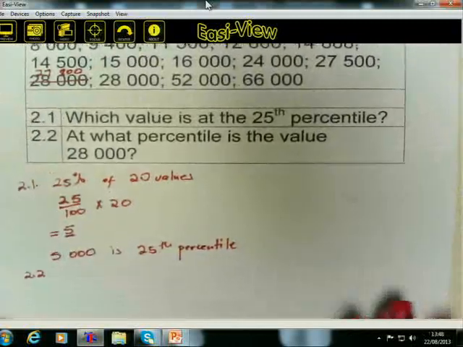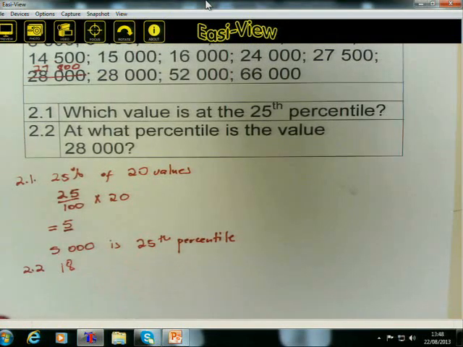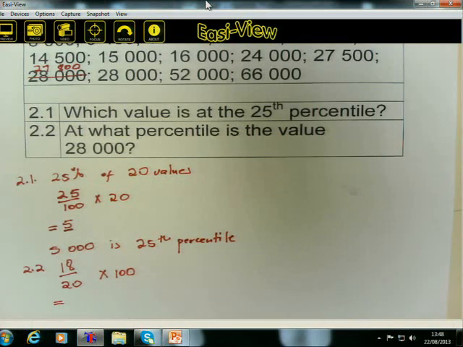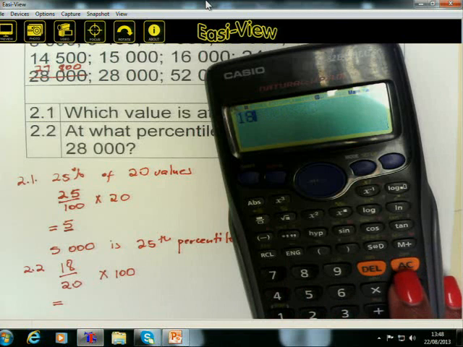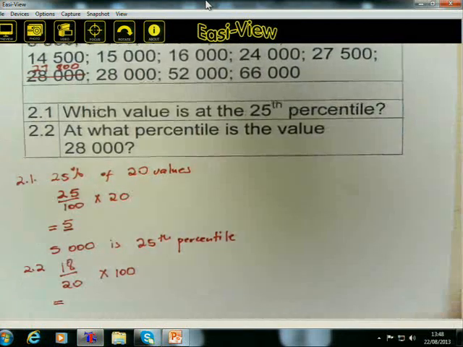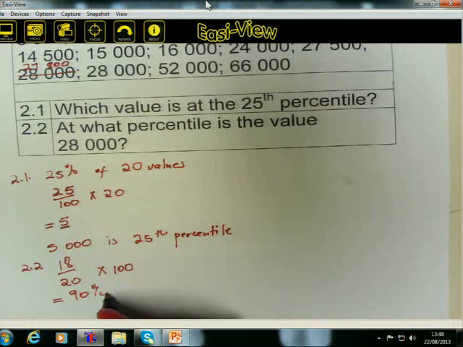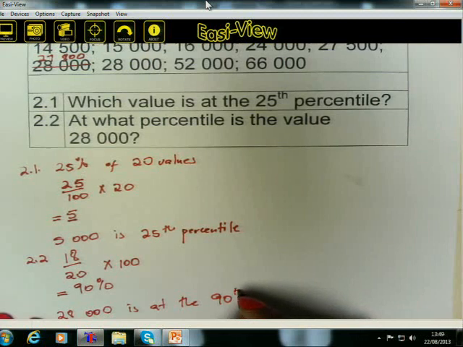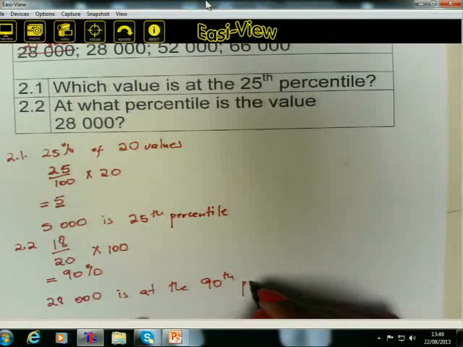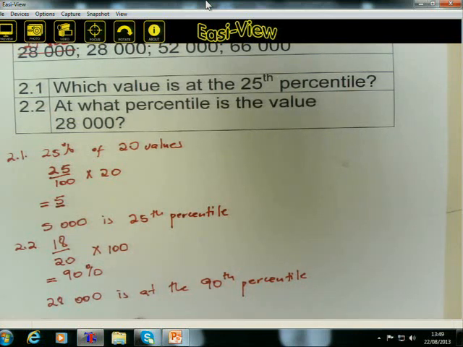Now, if you're looking for that percentile, we'll say the 18th value out of 20 values multiplied by 100. Let's check that. 18 divided by 20 multiplied by 100 gives us 90, which is 90%. That means 28,000 is at the 90th percentile.